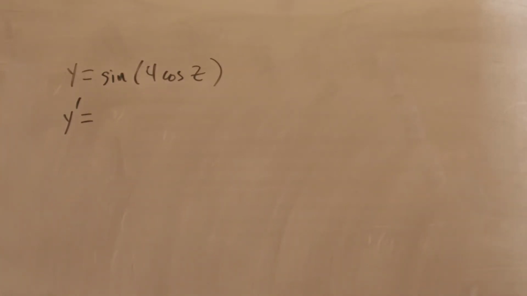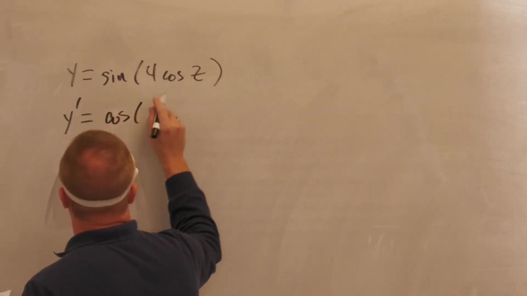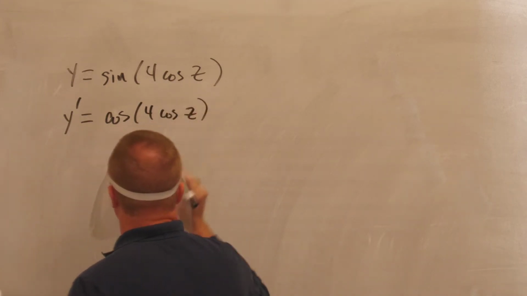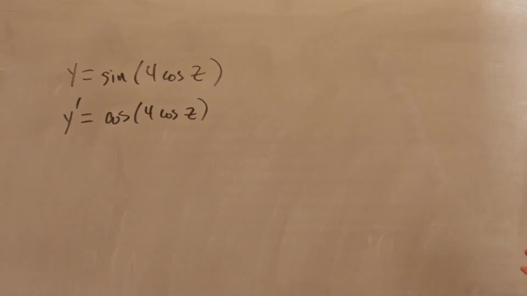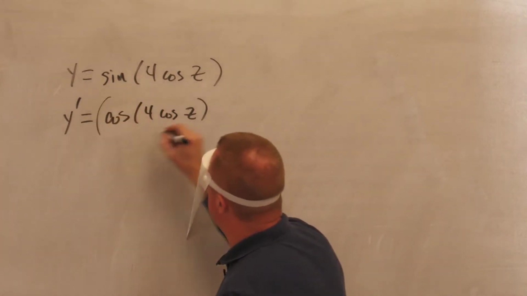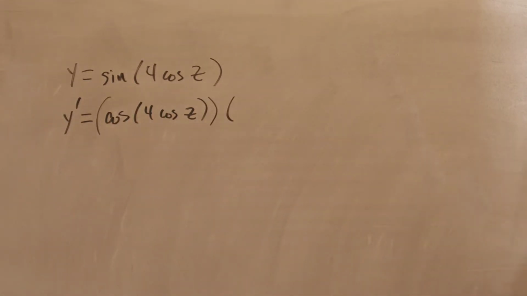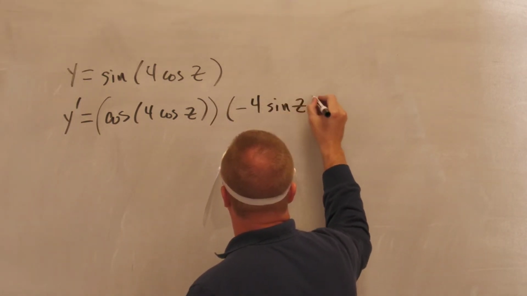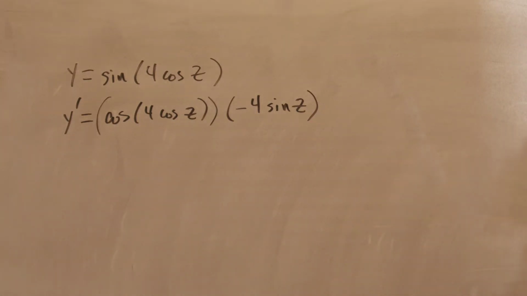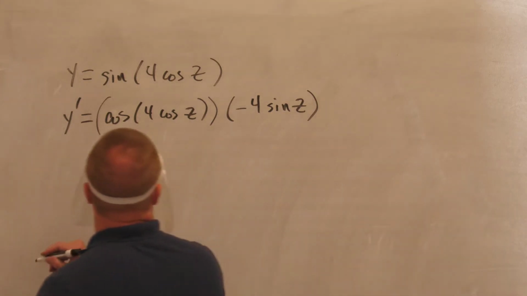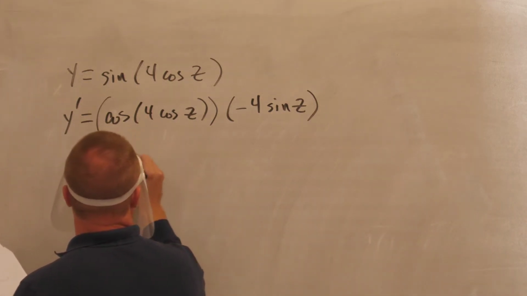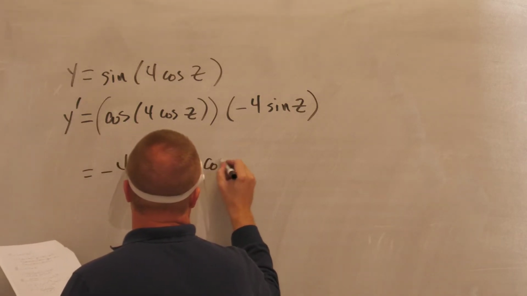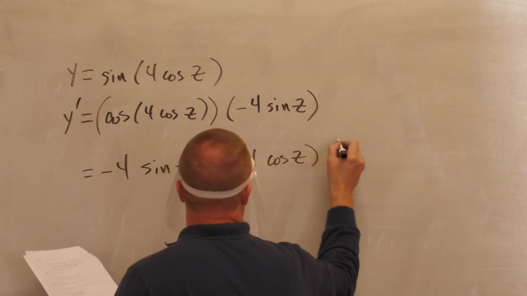What's the outside function on that one? Sine, all right? So the derivative of sine, positive cosine. So cosine, and leave what's inside there, 4 cosine z. The inside function is 4 cosine z, multiply by the derivative of that. What is the derivative of cosine? Negative sine. So negative 4 sine z. The derivative of z is just 1, so you don't do anything else there. And then I'll just put it together a bit. I'd write negative 4 sine z cosine of 4 cosine z.